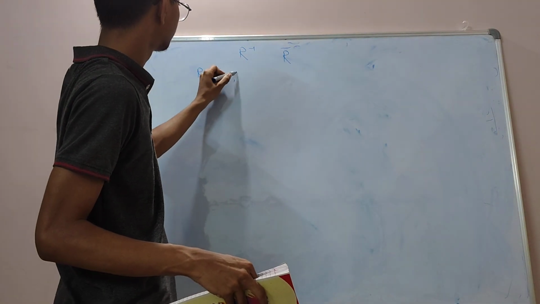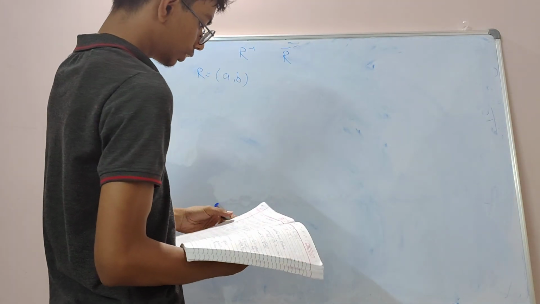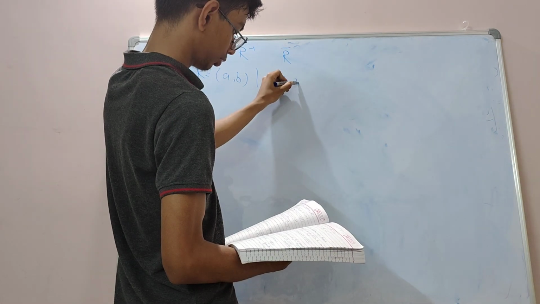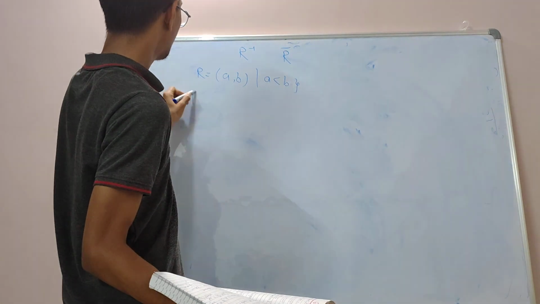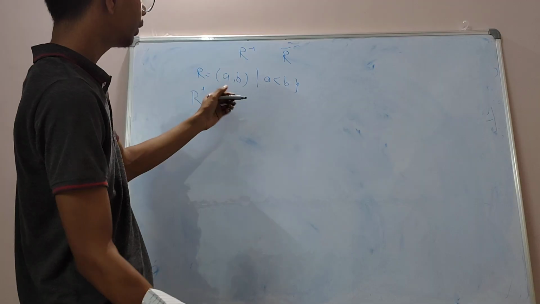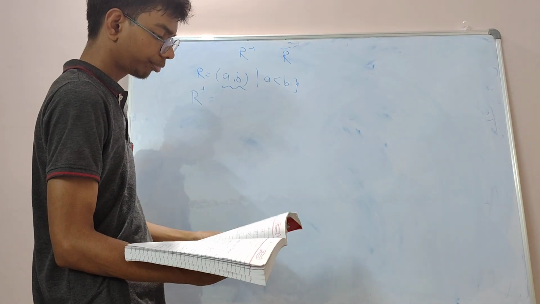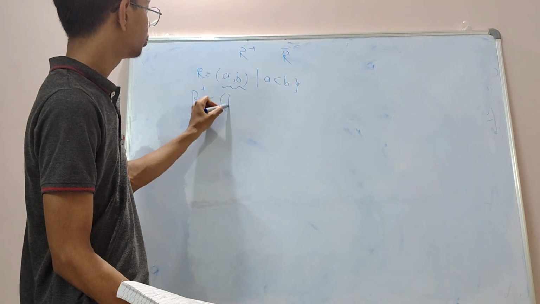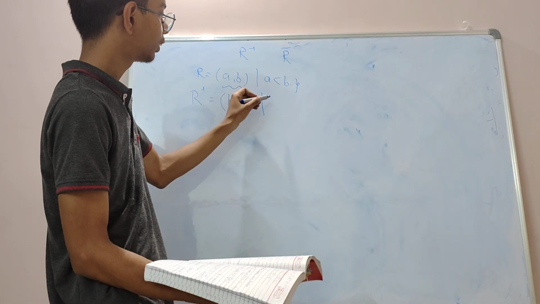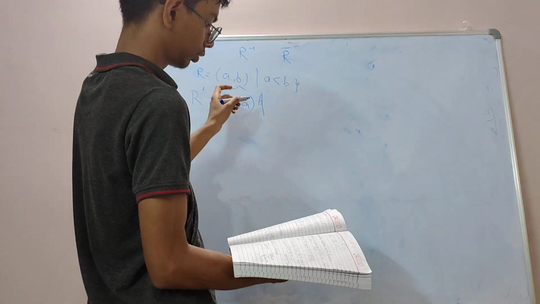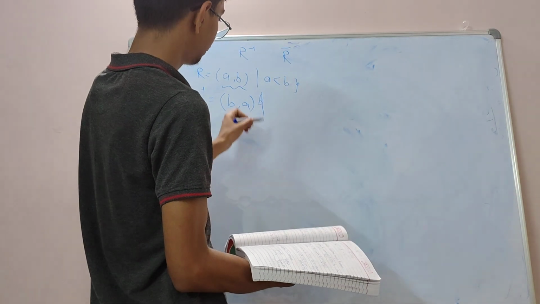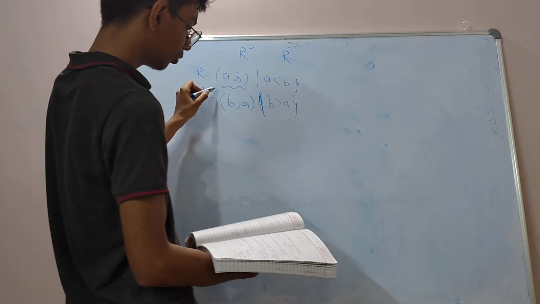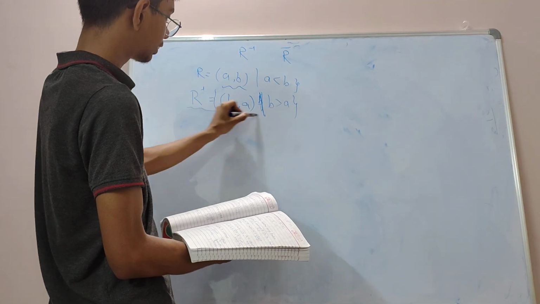(A, B) such that A is less than B, then my inverse relation will be, I will flip the pair (A, B), so it will be (B, A), and this will be written as B greater than A. This is how I will write my inverse relation.